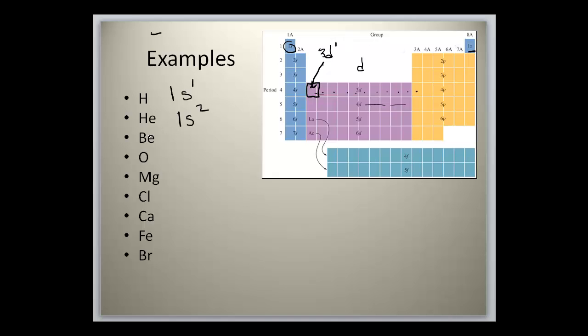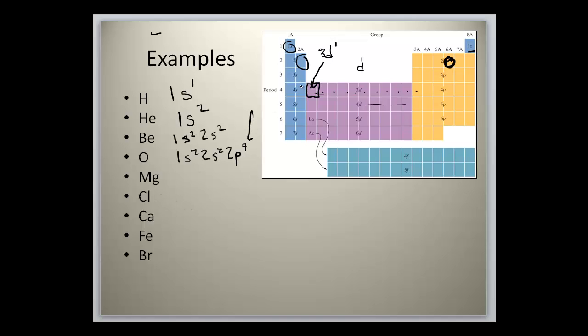1s2. Beryllium, which is located here, would be 1s2, 2s2. Oxygen would be 1s2, 2s2, 2p4. My 4s always look like 9s.